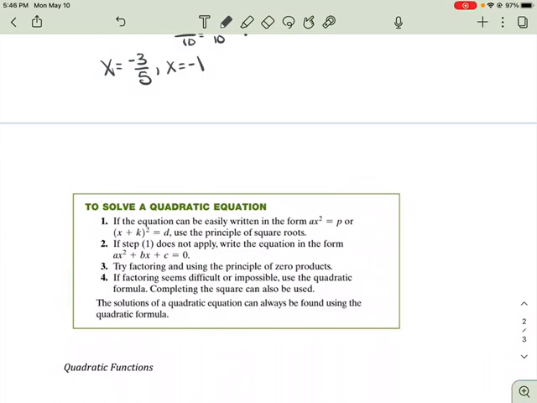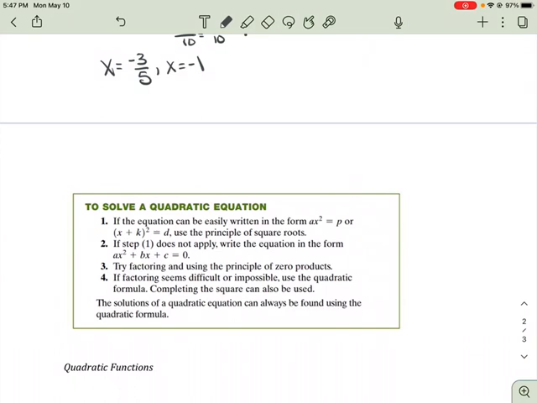If it doesn't factor or it seems impossible, use the quadratic formula. You can use completing the square. Again, that's not a process that we're going to talk about, but I would always use the quadratic formula if it can't be factored. Solutions for a quadratic can always be found by using the quadratic formula.